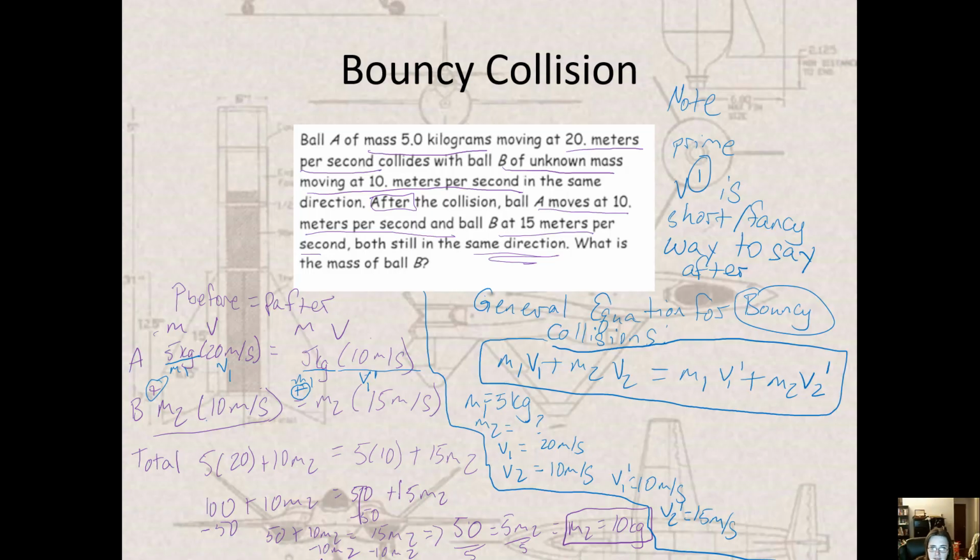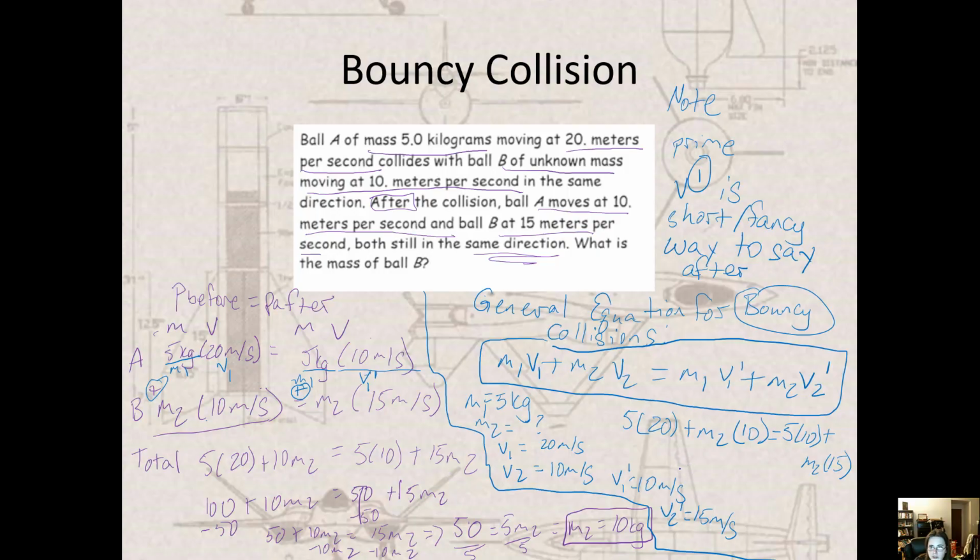And if we plug these in, it's going to be 5 times 20 plus M2 times 10 is equal to 5 times 10 plus M2 times 15, which is the same thing as what we had over here.